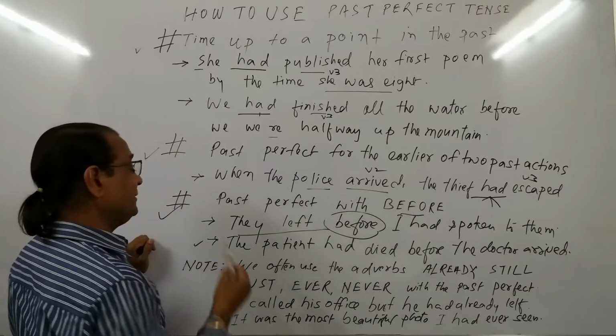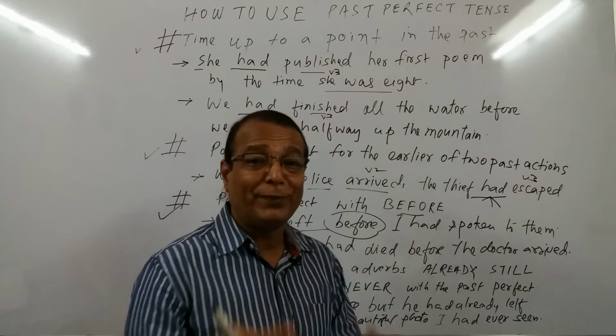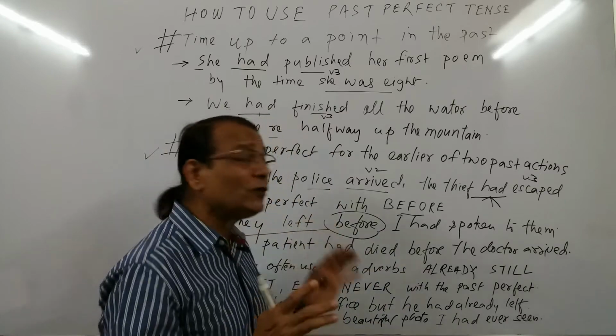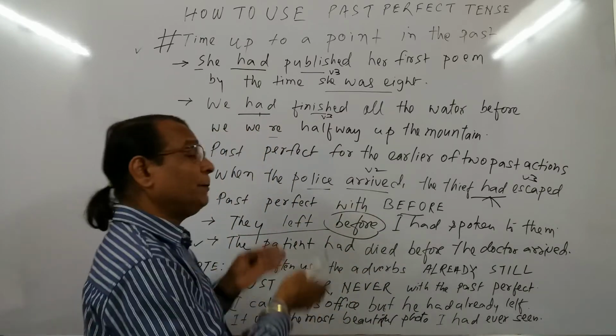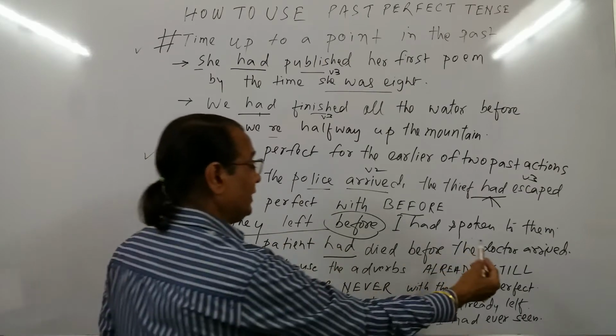The second example is: the patient had died before the doctor arrived. Two actions again in the past. The patient died and the doctor arrived. When you are talking about the first action that happened, the patient died, that's why I am using had here. The patient had died before the doctor arrived.